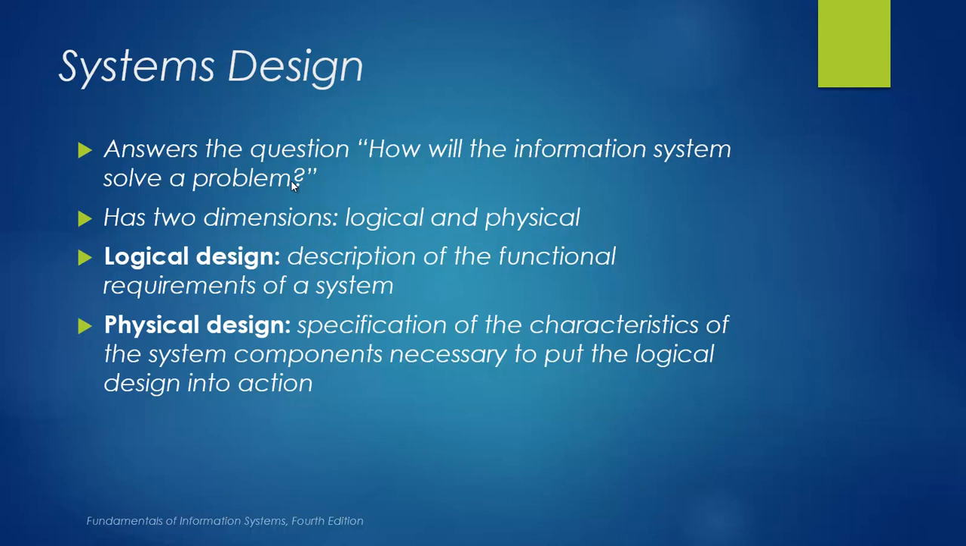The system design answers the question of how well the system will solve the problem. The design has two dimensions, logical and physical. The logical design is the description of the functional requirements of the system, and the physical design will be the specifications of the characteristics of the system components necessary to put the logical design into action.